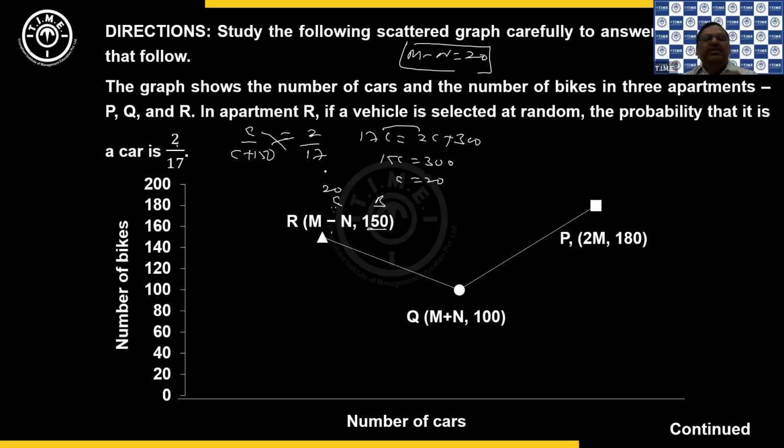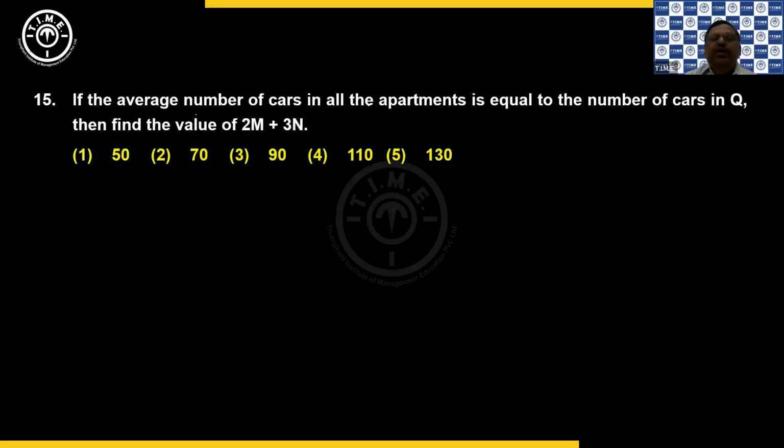Two things I know. One is the number of cars in R is 20. Number of cars is represented by M minus N, so M minus N value is 20. But I still cannot find M and N, because there is only one equation and two variables. So let's go question to question. The average number of cars in all the apartments is equal to the number of cars in Q. Find the value of 2M plus 3N.